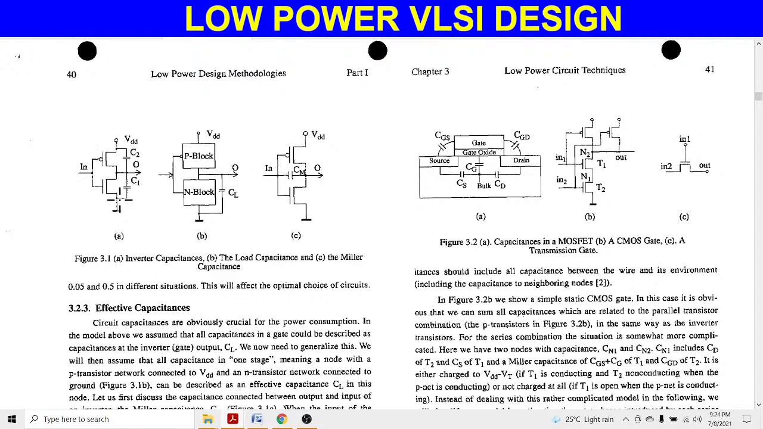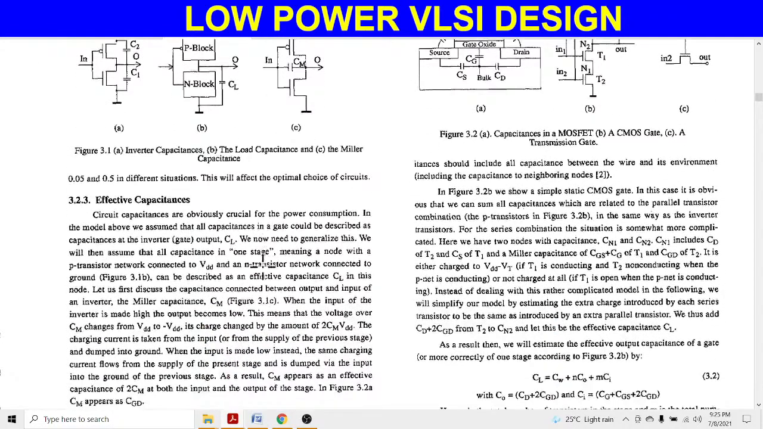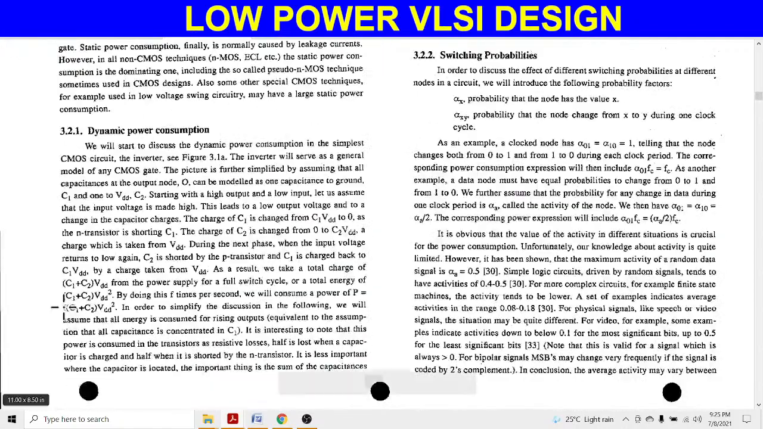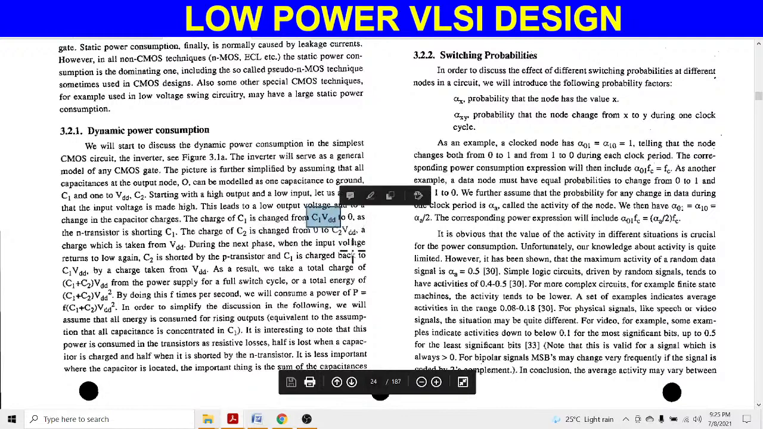When this condition occurs, the C1 capacitor is continuously charged, because it finds a closed path as VDD, PMOS, C1 and ground. So when we provide input as 0, the C1 capacitor is charged with a voltage VDD. The total charged voltage will be C1 VDD.